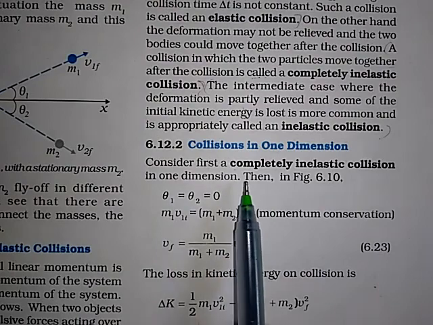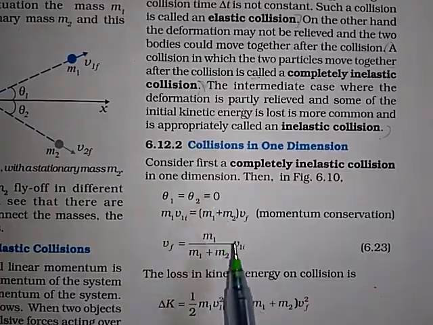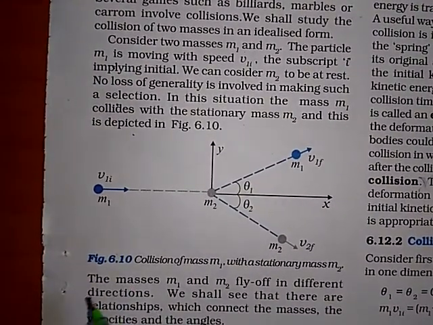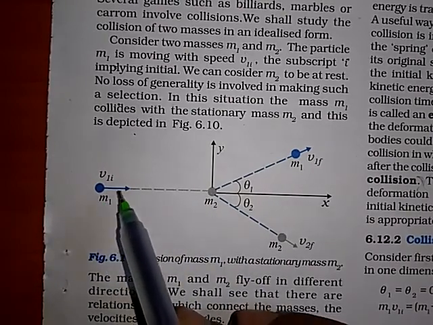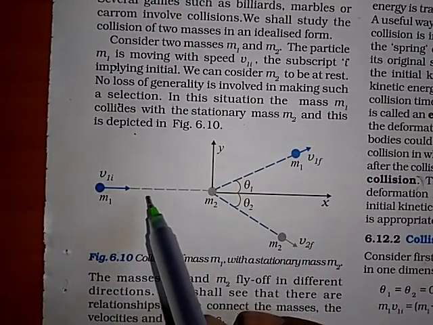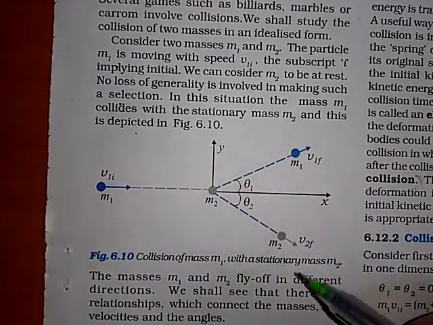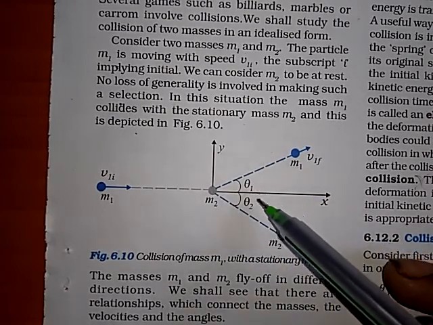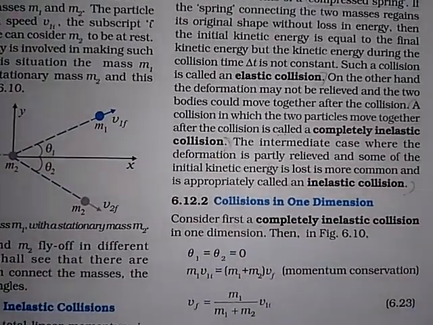Consider first a completely inelastic collision in one dimension, then in figure 6.10. So now we will come back to the main diagram 6.10. You have two masses. m2 is static, m1 is moving with the initial velocity and hitting m2, and m1 may go in this direction and m2 may go in this direction with angles theta 1 and theta 2. Considering this diagram in our mind, let us proceed with the derivation.